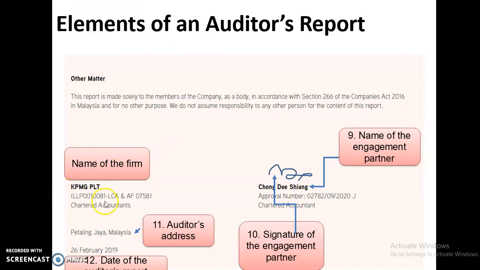We have the name of the firm, for example here KPMG, and then the name of the engagement partner here, Chong Gi Xiang, with the approval number, practice number. Okay, number 9, as well as signature, as well as the engagement partner. Auditor's address, that means KPMG is being registered in Petaling Jaya. So date of the auditor's report, 26 February 2019.